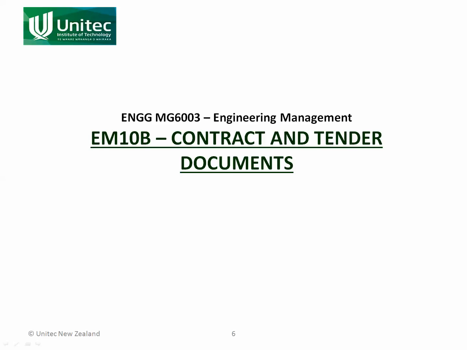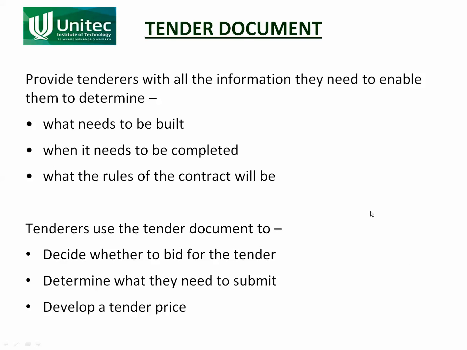In this slidecast, we're going to look at the contract and tender documents. So the tender document is the documents produced at the end of the design process. So we're talking about a DBB project here. At the end of the design process, the consultant, the engineer, would have produced a design, and he would have documented that as a tender document.